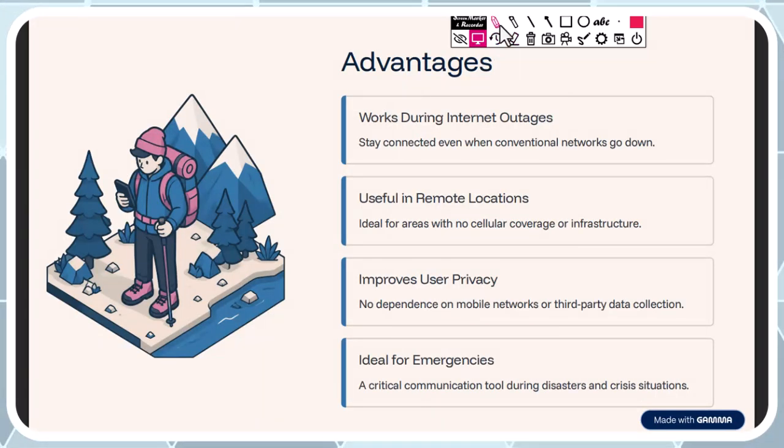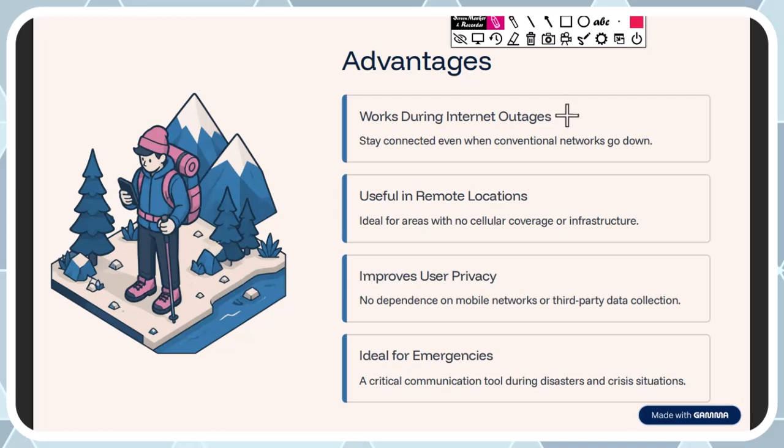What is the advantage? It works during an internet outage. When you can't access the network, your cellular network is not available, or your Wi-Fi is not working properly, you can use the Bitchat application.